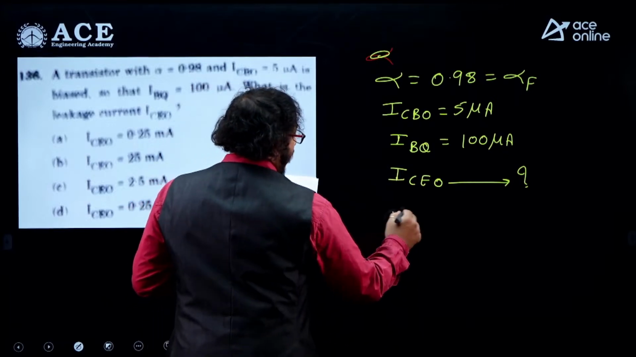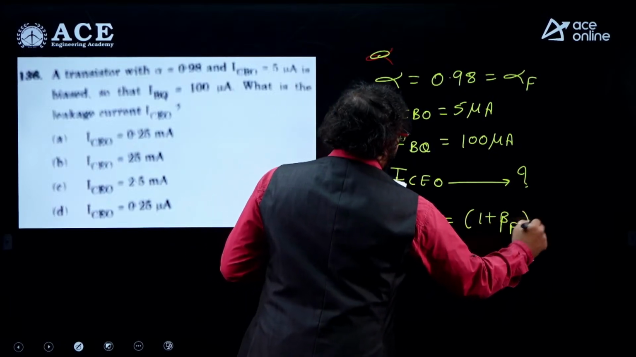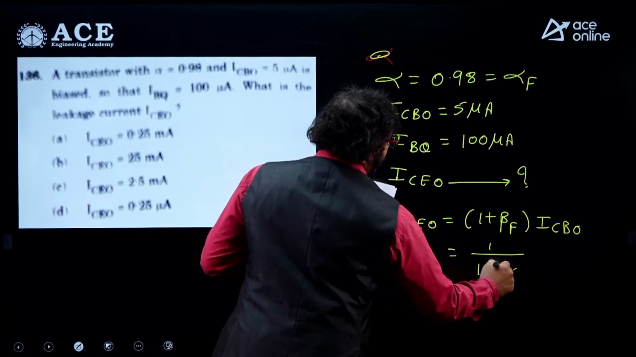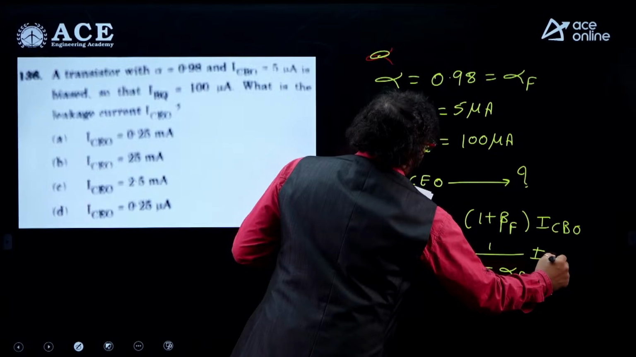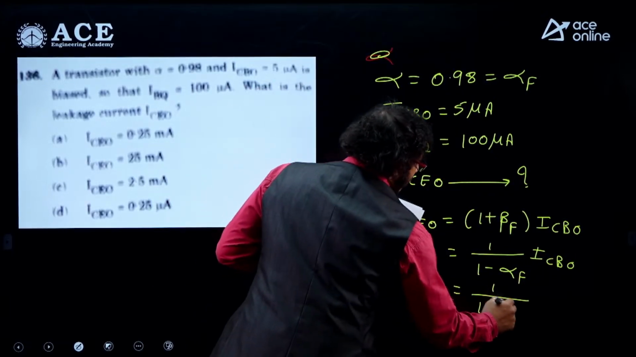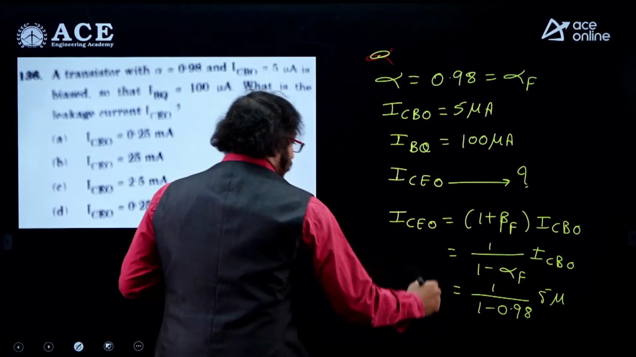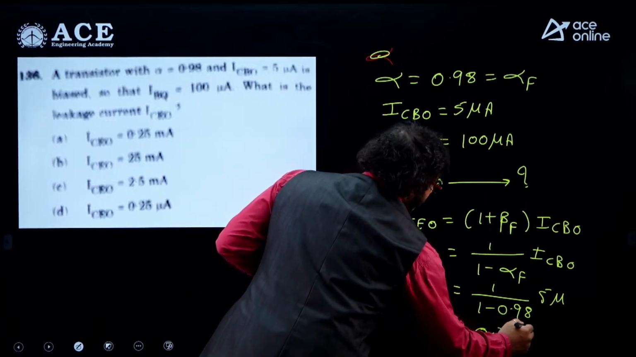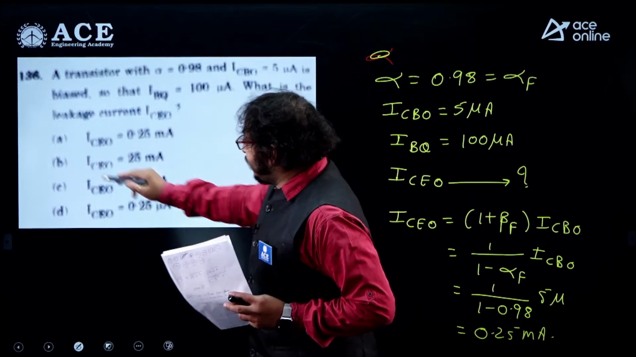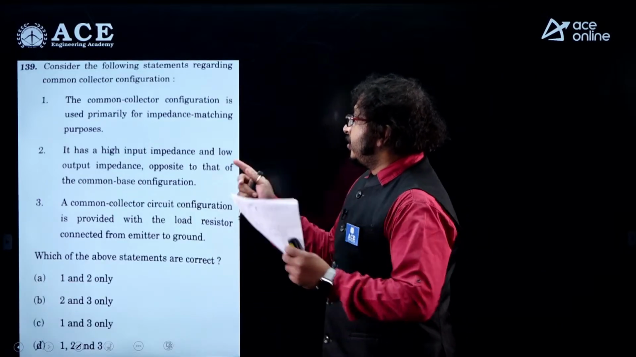Excuse me, you know the formula. What is ICEO, guys? ICEO is equal to (1 plus beta F) times ICBO. Correct or not, dear students? What is 1 plus beta? I could represent this as 1 by (1 minus alpha) into ICBO. So it is like 1 by (1 minus alpha F), what is alpha F? 0.98, into what is ICBO, guys? 5 microampere. So if you solve, you'll get almost 0.25 milliampere. That's it. So 0.25, I think option A is apt for the given numerical. Let me check out another question, guys.